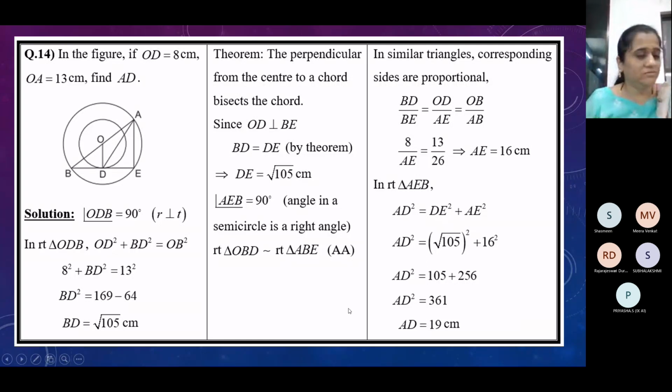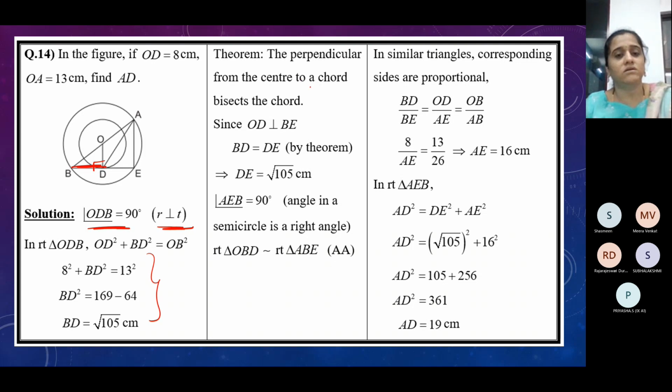Sorry, children. See here, ODB is 90 degrees because the radius is perpendicular to the tangent, and then by Pythagoras theorem you can find BD. The other right angle, 90 degrees here, is because the angle in a semicircle is a right angle. And then we have proved similarity between these two right triangles, BOD, the small triangle, and this big triangle.